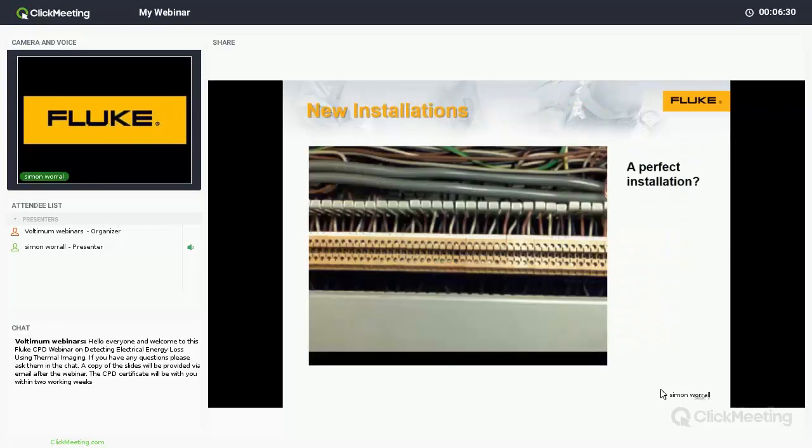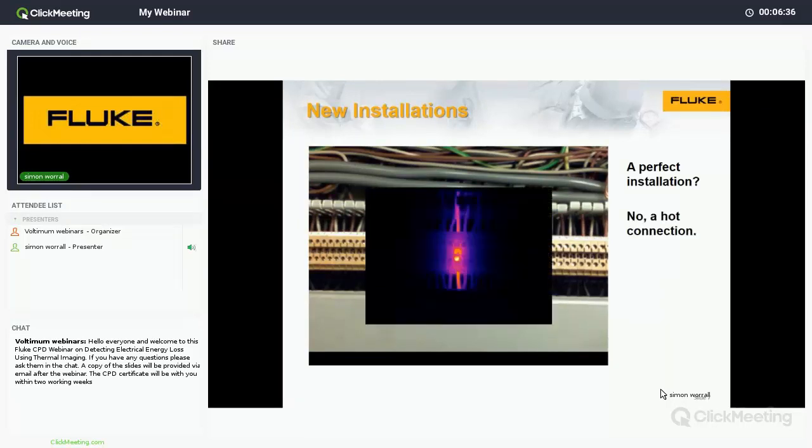This is a new installation, and visually it looks a perfect installation. When we put a thermal imager on, what we can actually see is we've got a hot connection. And using a Fluke thermal imager, we can actually take the temperature reading of each pixel on that camera. For example, we can now see on screen that we've got a maximum temperature of 212 degrees. So it's not very hot.